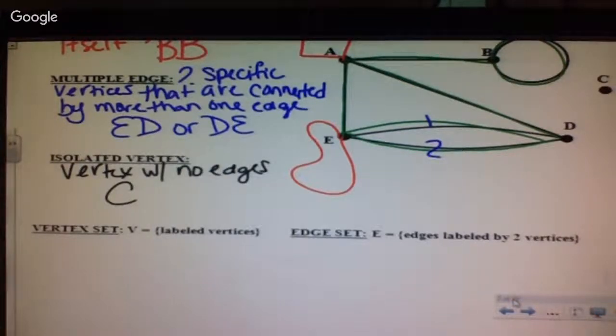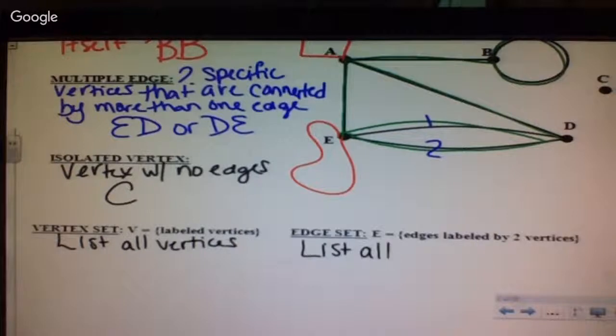When they're asking you for a vertex set, you list all vertices. Okay, we list all vertices. And when they ask you for an edge set, you list all edges. Okay. So what we did underneath vertex and edge at the top, that's your vertex set and your edge set.